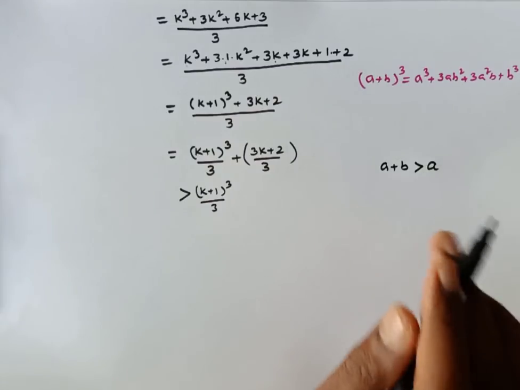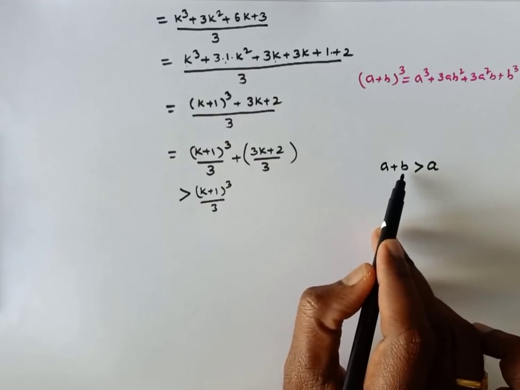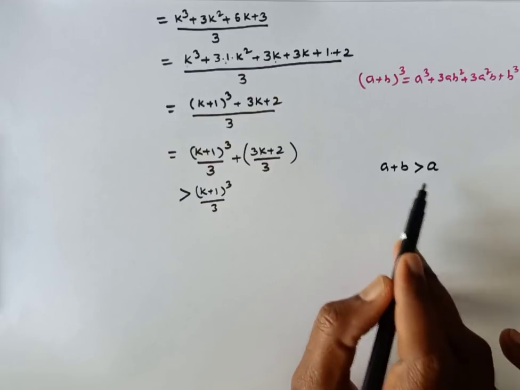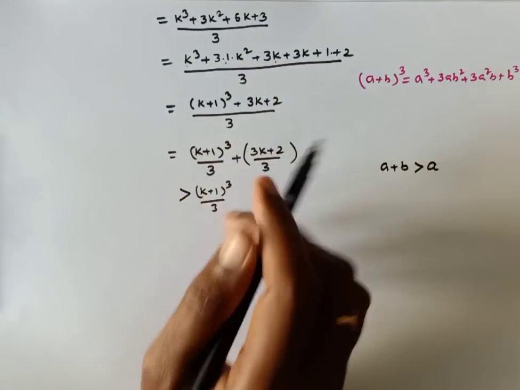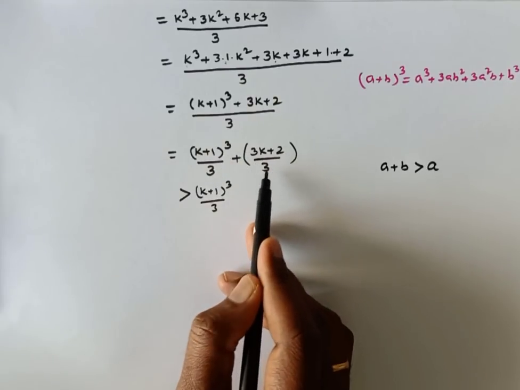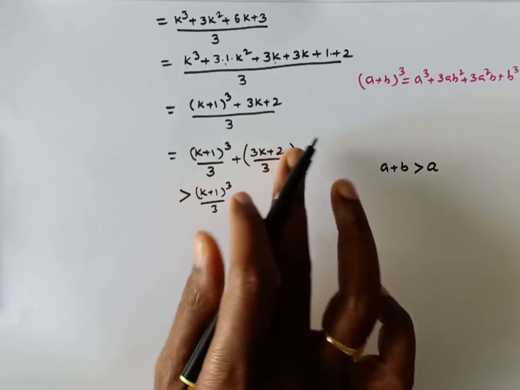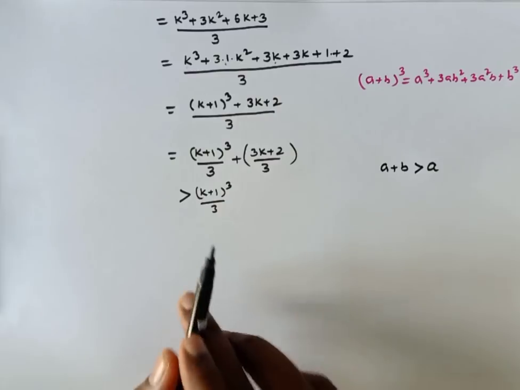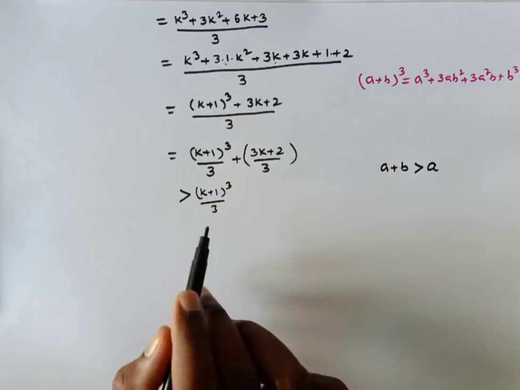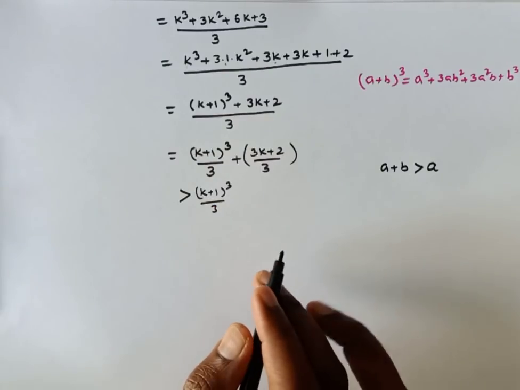A and b are any two positive numbers, so the sum of these two positive numbers is always greater than a, right? In a similar manner, I am expressing this as (k plus 1) whole cube by 3 plus (3k plus 2) by 3 is greater than (k plus 1) whole cube by 3. Or simply it is greater than (3k plus 2) by 3 also, but we need only this part, okay, since it is an inequality. So you can use this as (k plus 1) whole cube by 3 simply.